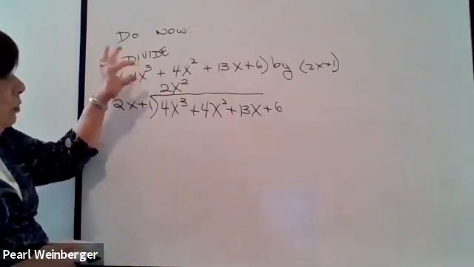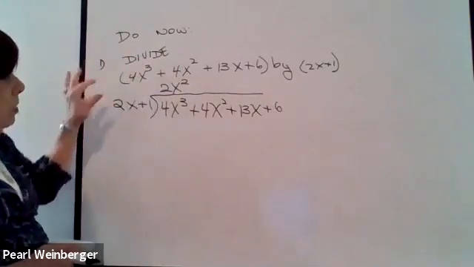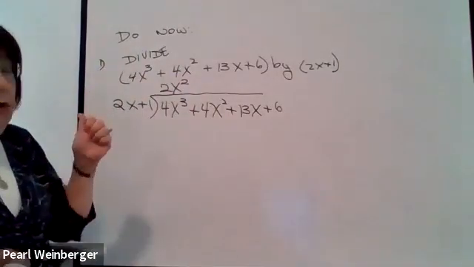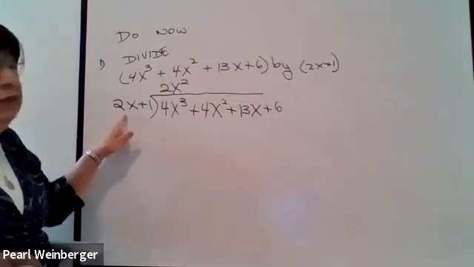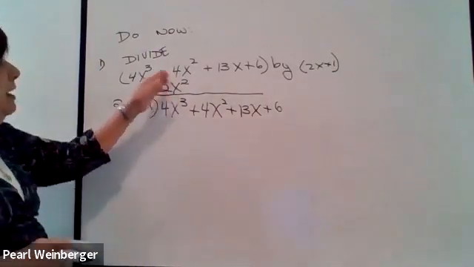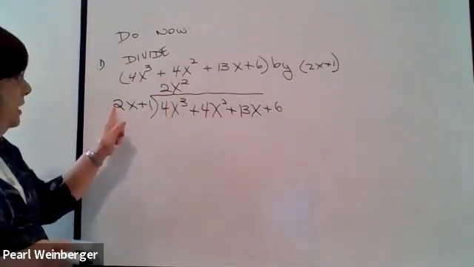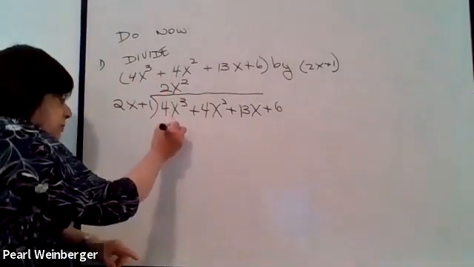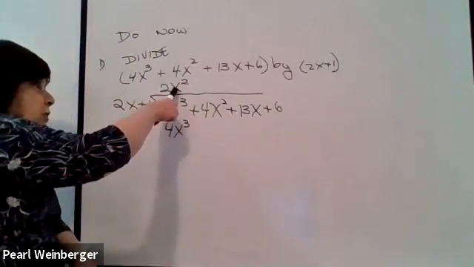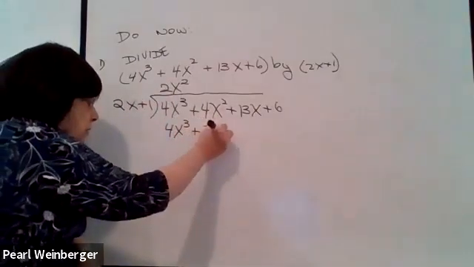I then take what I just put on top, which is the 2x squared, and multiply it by the divisor. Even though with the division part I only use the first term, when I'm doing the multiplication part, I have to use everything. I first multiply the 2x squared times the 2x, which gives me 4x to the third. And then I take the 2x squared and multiply it by the 1, and that gives me 2x squared.